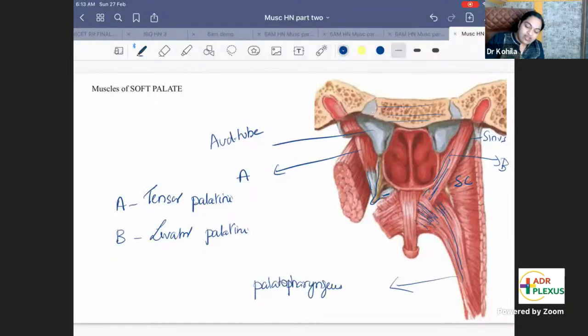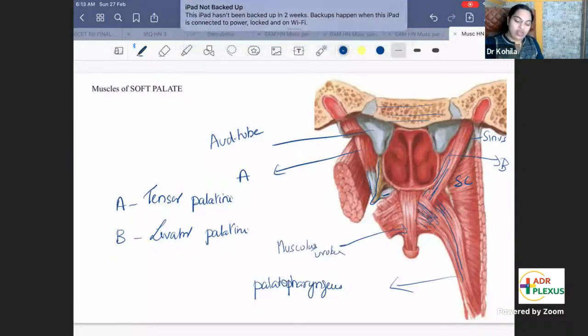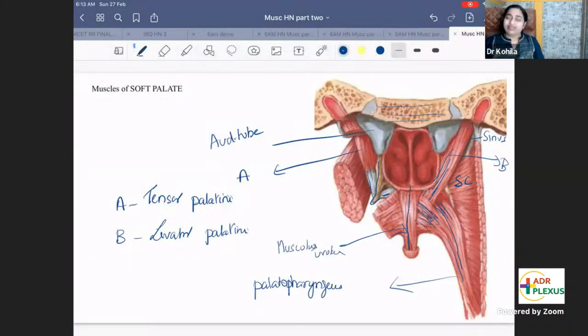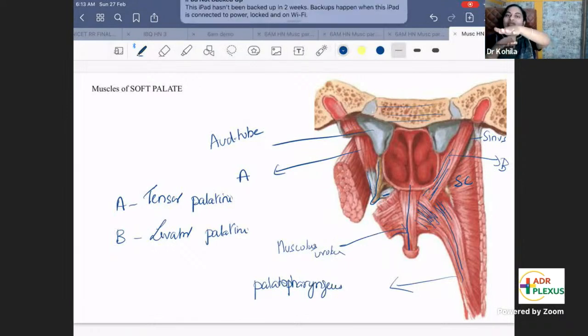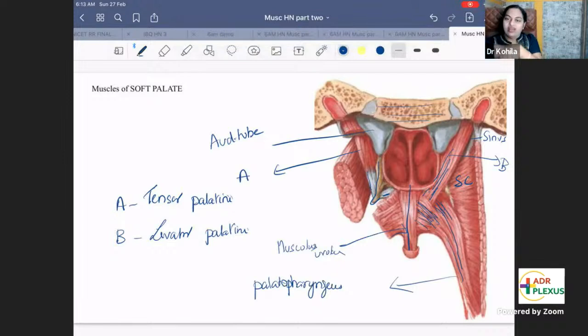Now this is another muscle that you can easily identify. What is it? Musculus uvulae. Something special about musculus uvulae? Yes. The musculus uvulae lies enclosed within the palatine aponeurosis itself. There's no bony attachment. It is sandwiched between the fibers of the palatine aponeurosis. Okay with this picture? So you have to identify tensor veli palatini, levator veli palatini, palatopharyngeus, and musculus uvulae.